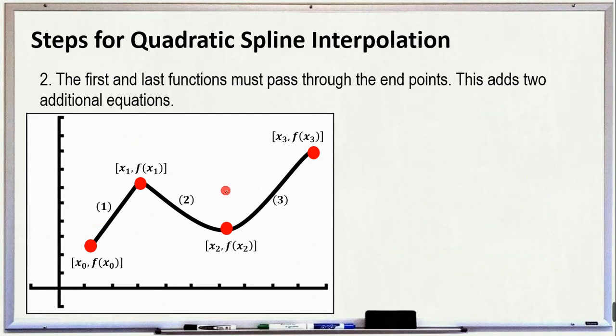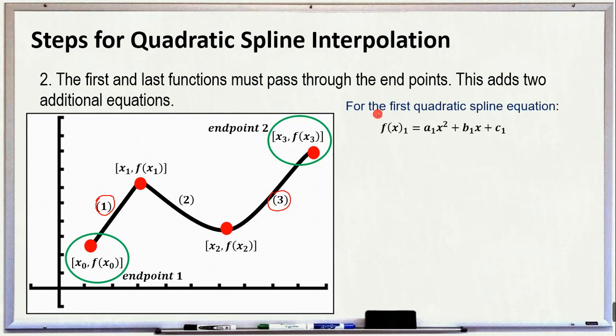Next, the second step is that the first and last functions must pass through the endpoints. So this adds two additional equations. Again, these are our endpoints. We have endpoint number 1 at x naught, f of x naught, and endpoint number 2 at x3, f of x3. Now, the quadratic spline equations that coincide with these two endpoints are quadratic spline equation number 1, and quadratic spline equation number 3 for endpoint number 2.